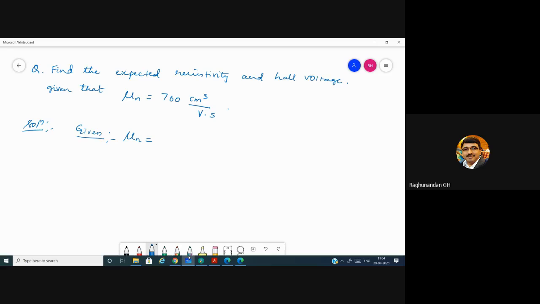And in electronic devices, some of the standard values you have to remember. I have already told you, like the concentration of electrons, concentration of holes, all those things. Suppose if they are not given, you have to consider them because you need to find out the conductivity, resistivity and all. That's why. So here they're asking for resistivity and Hall voltage.